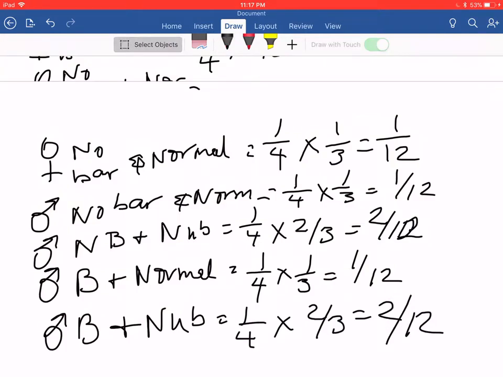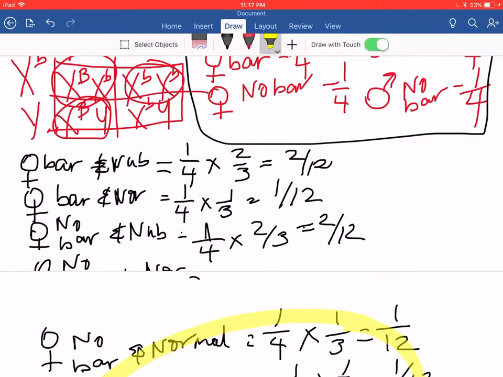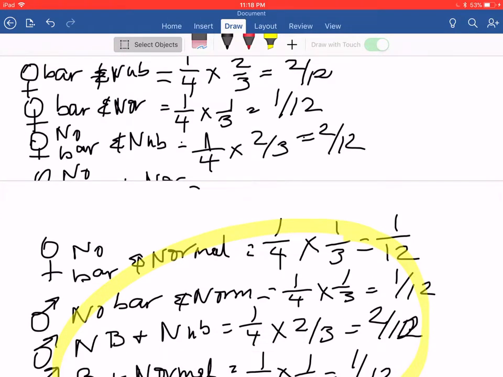So all of these that you see here are the probabilities and the lists of all of the potential offspring when we look at the nub condition, bars versus no bars, and sex.